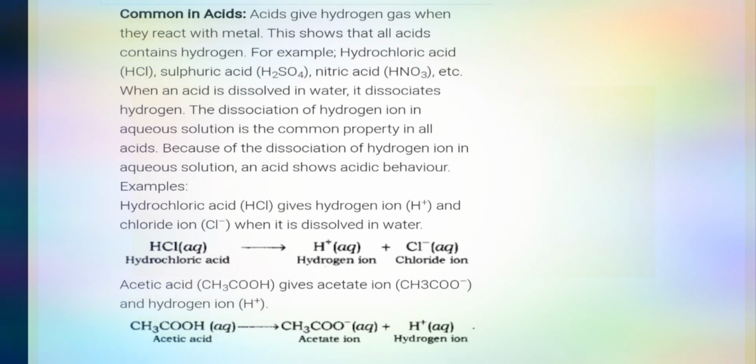When an acid is dissolved in water, it dissociates into hydrogen ions. The dissociation of hydrogen ions in aqueous solution is the common property in all acids. Because of this, an acid shows acidic behavior. For example, hydrochloric acid gives hydrogen ion H plus and chloride ion Cl minus. Acetic acid, CH3COOH, gives acetate ion plus hydrogen ion. The questions are given below.